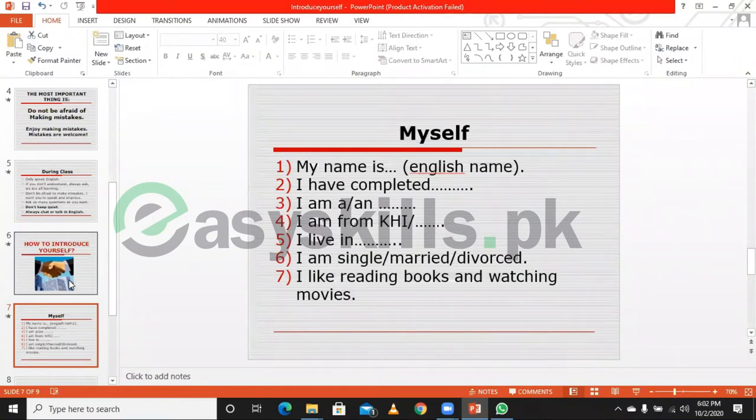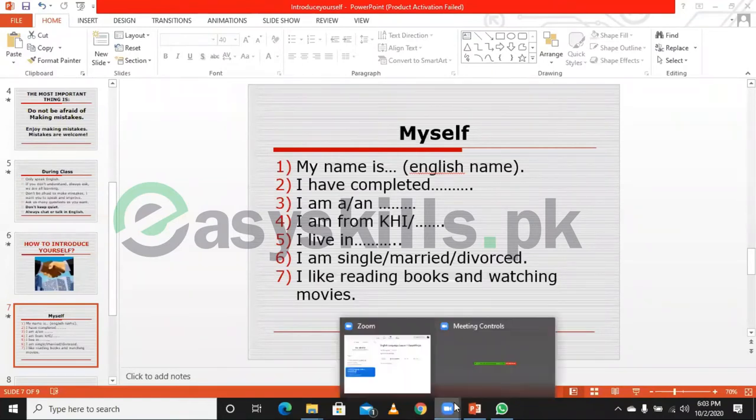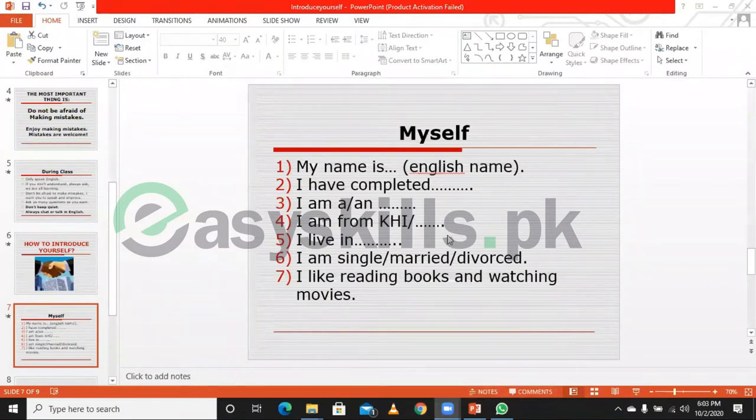And before that, remember, there are different types of introduction. When you introduce yourself to someone in a party, you introduce differently. When you introduce yourself in a class, you introduce differently. When you introduce yourself in a meeting or a professional place, you introduce differently. Here is the general way. Here is a way that can be used for multiple reasons, for multiple places.